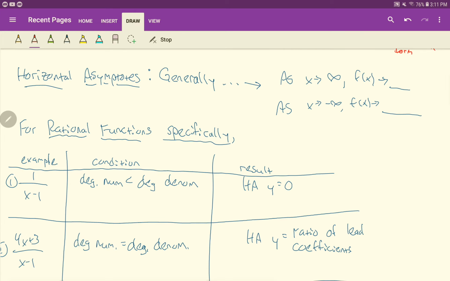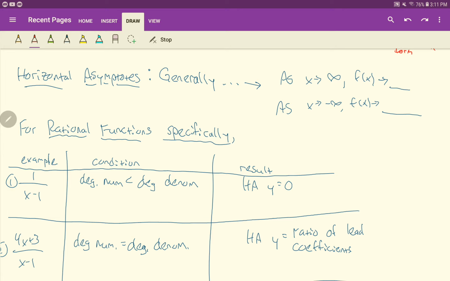Now, for horizontal asymptotes, there's the general way that we find horizontal asymptotes. So generally speaking, it's the end behavior of your function. That's how you find a horizontal asymptote. If the end behavior approaches a number that's not infinity, that indicates that you have a horizontal asymptote, okay? So it's finding the end behavior. That's all it really is, okay?